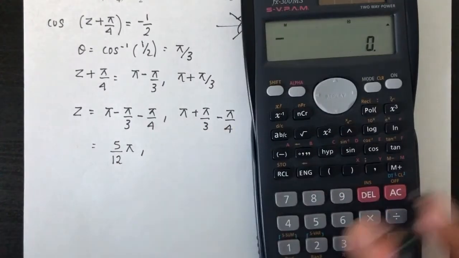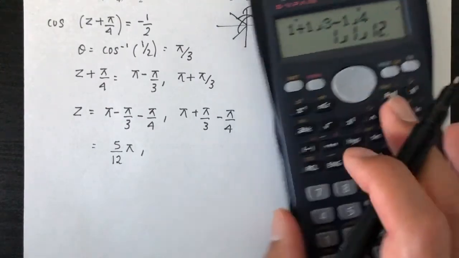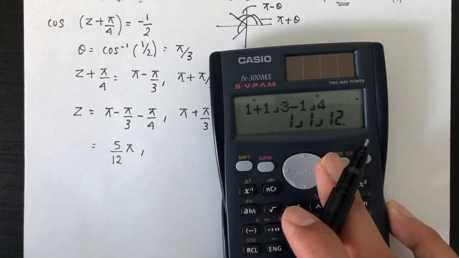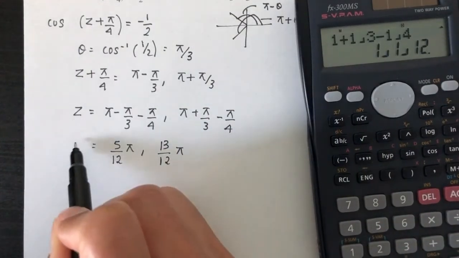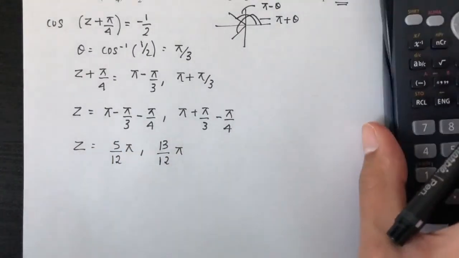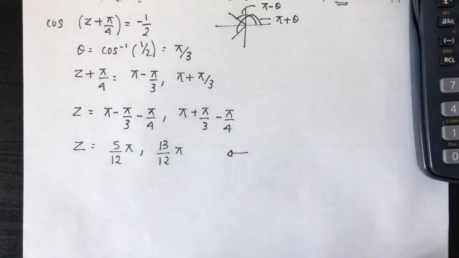And this one is 1 plus 1 over 3 minus 1 over 4. That should be 13 over 12 pi for your value of z. Now this is your answer for part 3. And I think that is the last. No, we have another one.